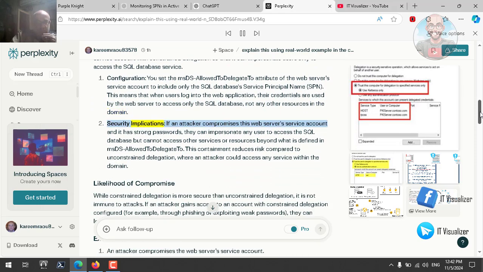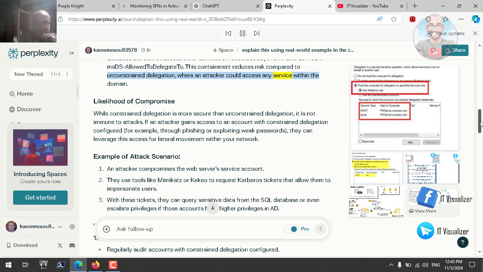Security implications. If an attacker compromises this web server service account, even if it has strong passwords, they can impersonate any user to access the SQL database, but cannot access other services or resources beyond what is defined in msDS-AllowedToDelegateTo. This containment reduces risk compared to unconstrained delegation, where an attacker could access any service within the domain. Likelihood of compromise: while constrained delegation is more secure than unconstrained delegation, it is not immune to attacks. If an attacker gains access to an account with constrained delegation configured, for example through phishing or exploiting weak passwords, they can leverage this access for lateral movement within your network.